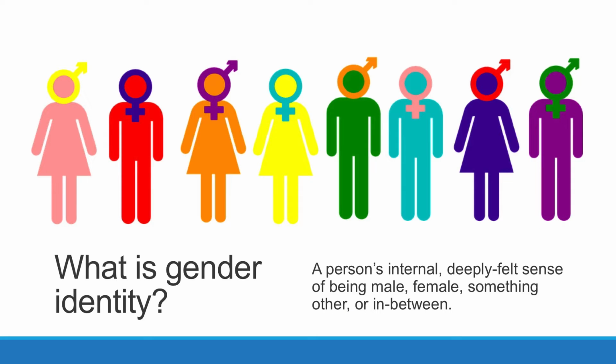So, what is gender identity? Gender identity is a person's internal, deeply felt sense of being male, female, or somewhere in between. Gender identity can correlate with sex assigned at birth, or it can differ from it completely. Everyone has a gender identity.